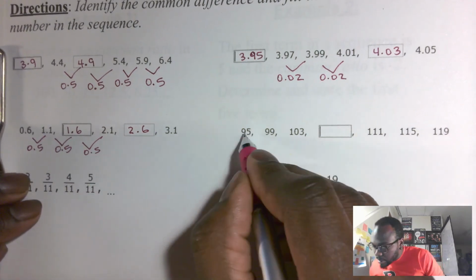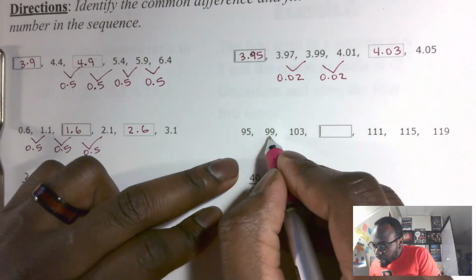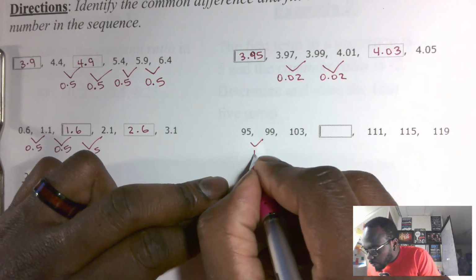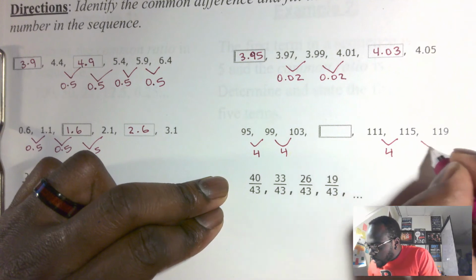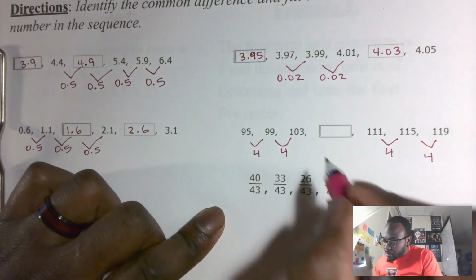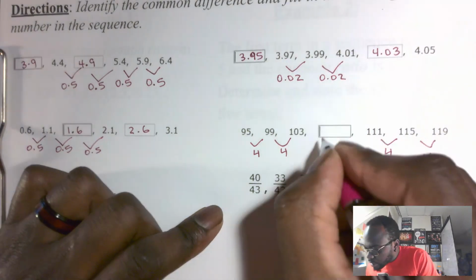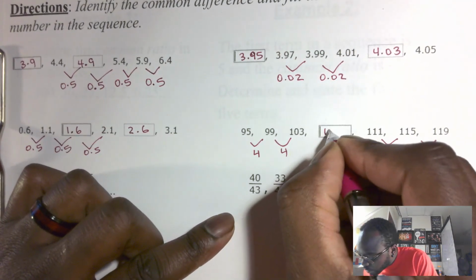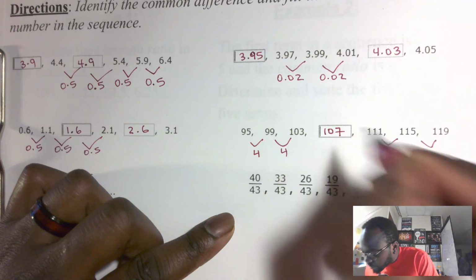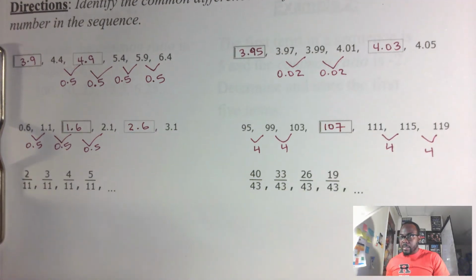All right. So let's look here. We go 95, 99, difference of 4. Difference of 4. We have a difference of 4. Difference of 4 here. So boom. What would it be here? Add 4 to this. If I add 4 to it here, it will be 107. All right, so let's look at these last two.